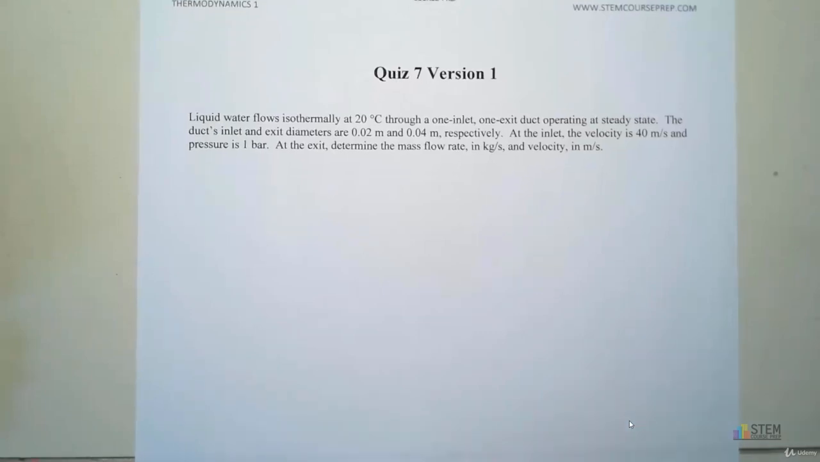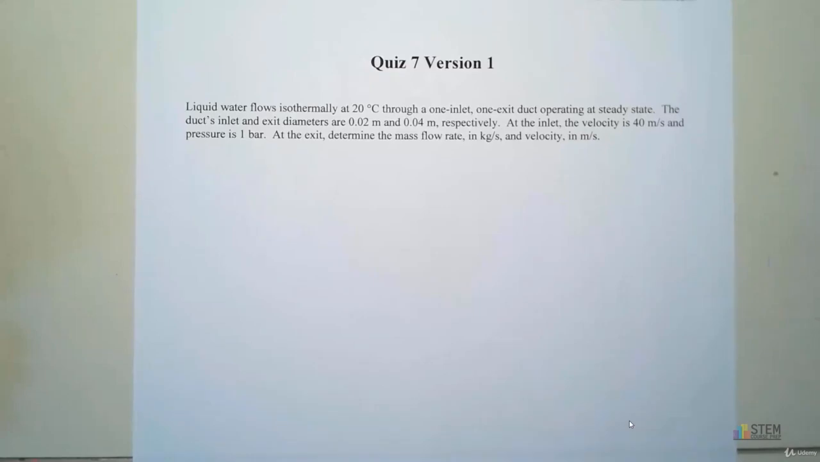We've got liquid water flowing isothermally at 20 degrees Celsius through a 1 inlet, 1 exit duct operating at steady state. The duct's inlet and exit diameters are going to be 0.02 and 0.04. At the inlet, our velocity is 40 meters per second and the pressure is at 1 bar. At the exit, we want to find mass flow rate in kilograms per second, and we want velocity in meters per second.